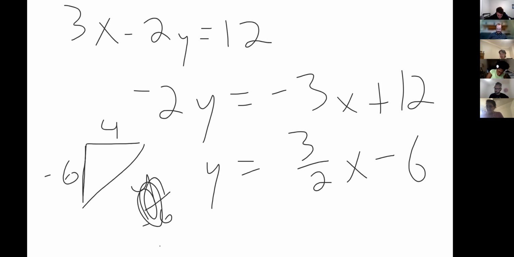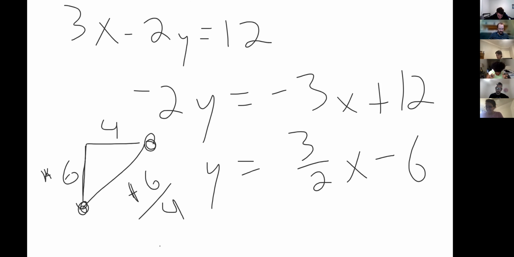Rise over run. Sorry, I did that wrong. It's the opposite. -6 over 4. Sorry. Rise over run. -6 over 4. If we simplify that, we get 3 over 2. Oh no, not minus. That's up 6. Sorry, I don't even know what I'm doing anymore. We're starting at this point and going to this point. We're going up 6 and over 4. Sorry.